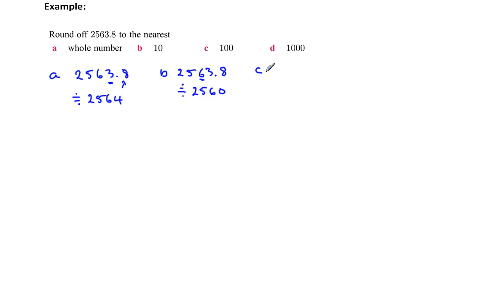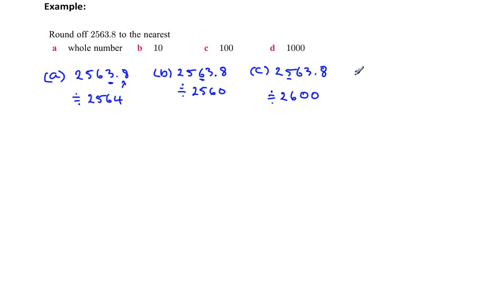Let's try 100 now. So we've got, I'll just put brackets around these so they separate from the question itself, 2563.8. There's the 100 value, so to the nearest 100. We just look at the next digit, it's a 6. So we're going to say that this is going to round up, the 5 becomes a 6, and we use zeros as placeholders. So there's our number, 2,600 to the nearest 100.